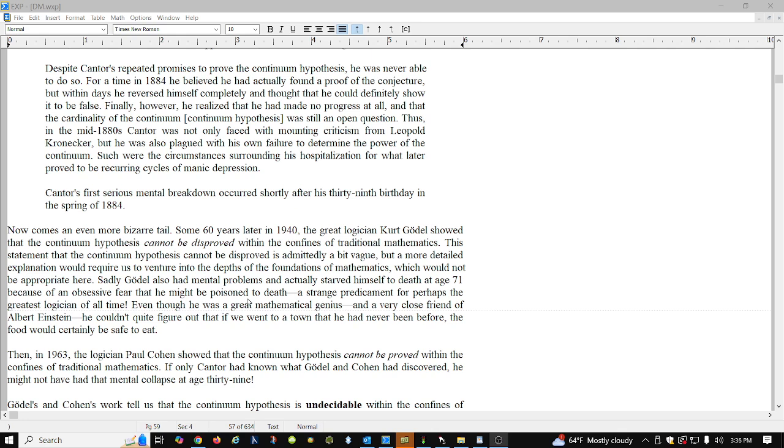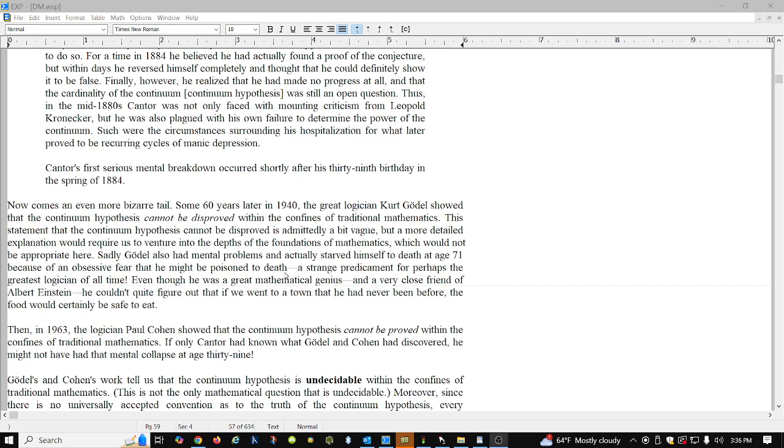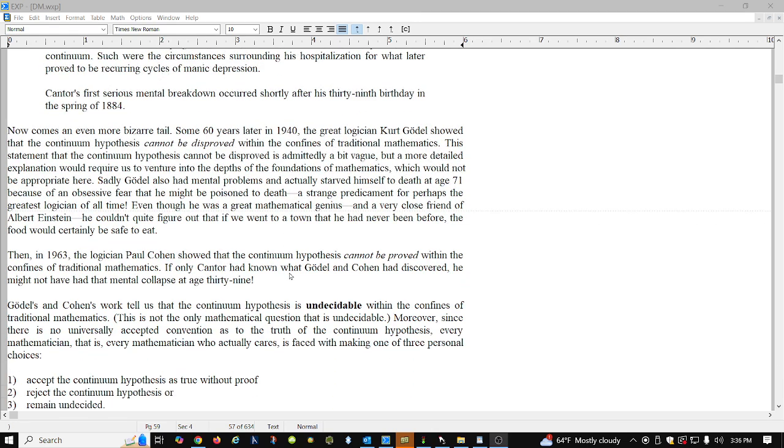And I'll elaborate on that a little more. But first, if only Cantor had known what Gödel and Cohen had discovered, it might have saved him a great deal of anguish, because he would have realized he wasn't going to be able to prove it, and he wasn't going to be able to disprove it. But it took two great geniuses some decades later to sort that out.